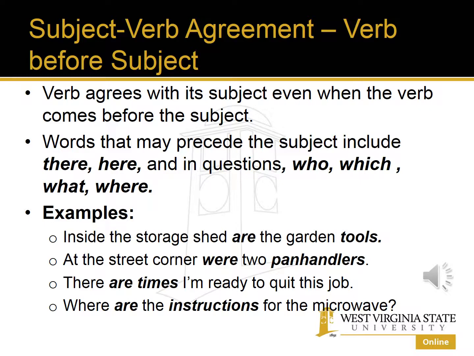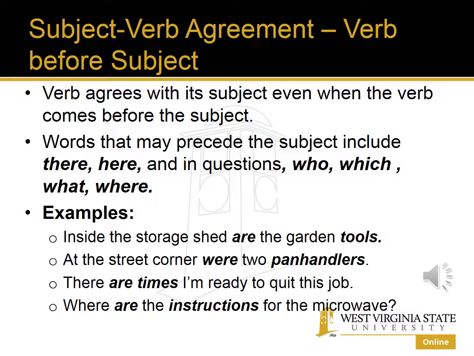One of the most common subject-verb agreement errors, especially in spoken English, occurs when the verb comes before the subject. The verb must agree with its subject even when the verb comes before the subject. Words that may precede the subject include there, here, and in questions, who, which, what, or where. So a few examples. Inside the storage shed are the garden tools.